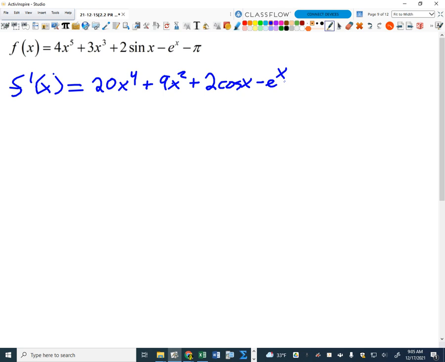All right, second derivative. No harder, right? What's the second derivative? What am I going to get for my first term, everybody? Next one. Well, what's that one going to be?